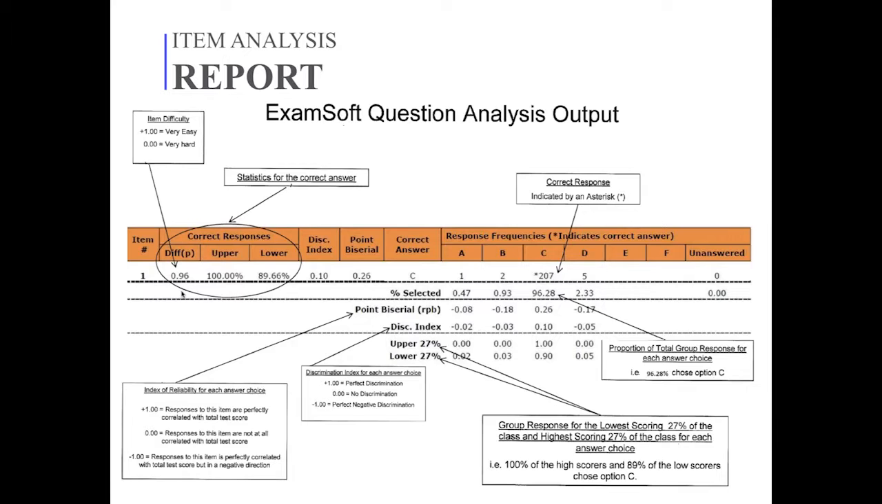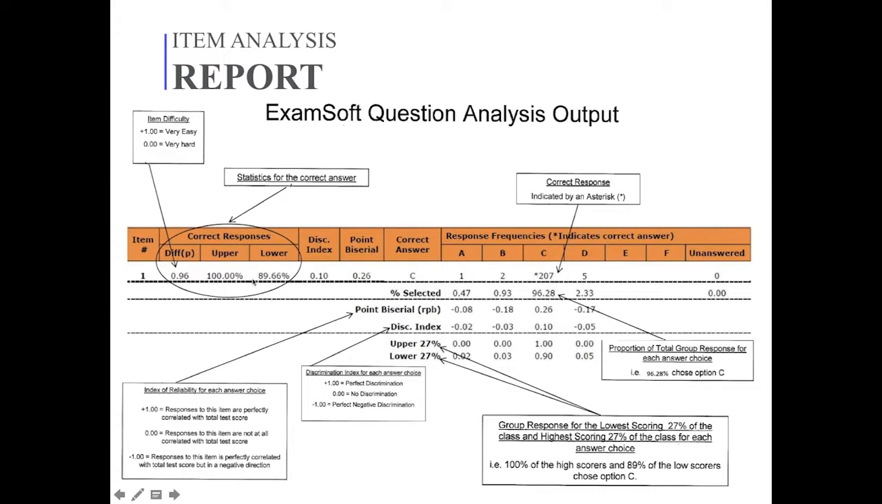Of that 96%, 100% of the top students got it correct, 89% of the lower students got it correct, resulting in a discrimination index of 0.1. It did have a point biserial of 0.26, and then you roll into how many students chose each individual answer choice. So what's the count? The correct answer is indicated by the asterisk there. And then if you look below, we get into some deeper substats that I would say you only use sometimes. We actually give you a point biserial and a discrimination index by individual answer choice, in addition to the ones that we give you for the item on the whole.